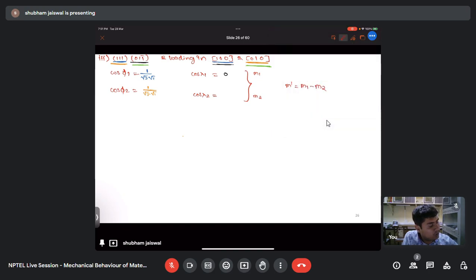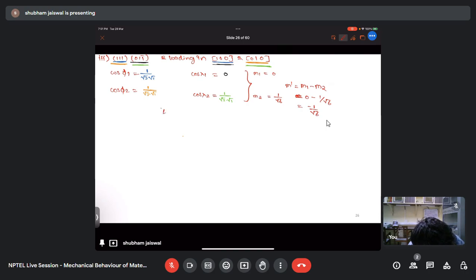So here it comes out to be 1 upon root 2 into root 1. So we'll get M1 as 0 and M2 as 1 by root 6. So here if we write 0 minus 1 by root 6, it comes out to be minus 1 upon root 6.